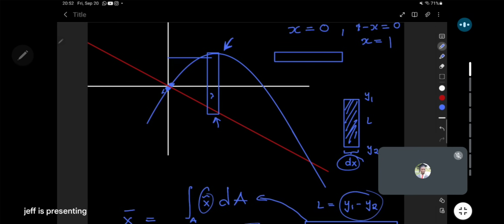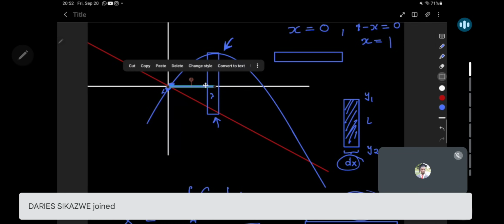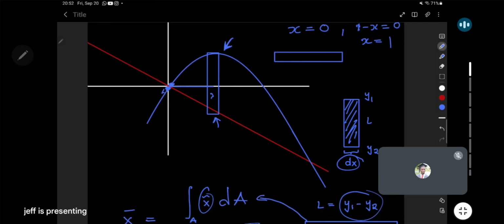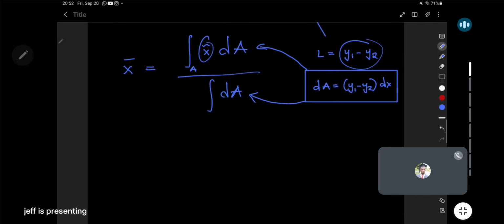But in the x-axis, you can just define the x position as just an x, since the distance from here up to there will be the same throughout. What am I saying there? X tilde will just be x.